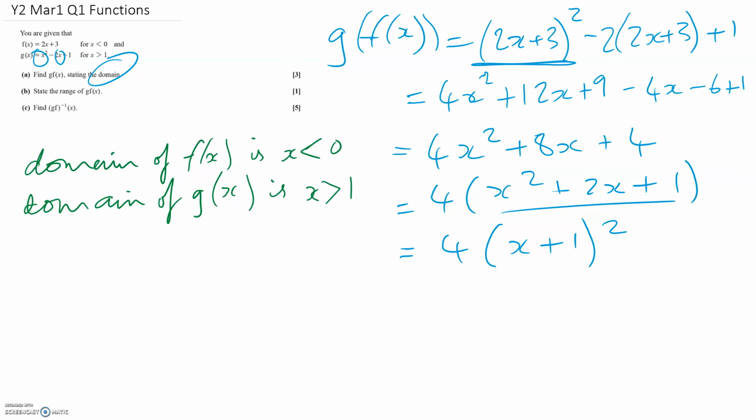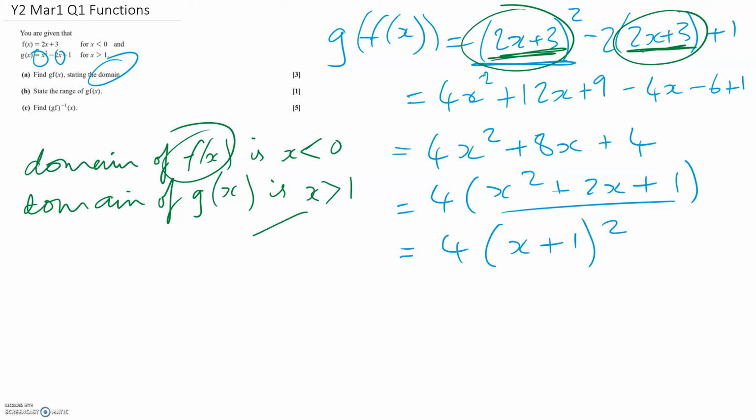So when we put all of f(x) into g(x) like we did up here, this 2x plus 3 must fit with the domain of g(x). So in other words, 2x plus 3 must be greater than 1 in order for us to substitute it into g(x). So if 2x plus 3 has to be greater than 1, that means 2x is greater than minus 2 and x is greater than minus 1.